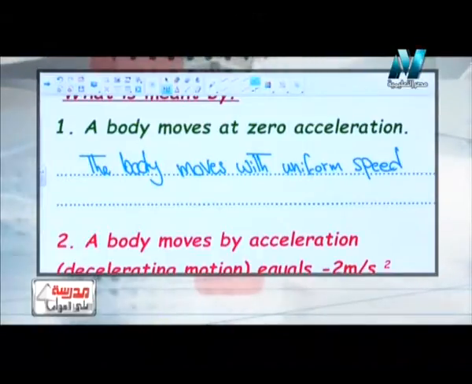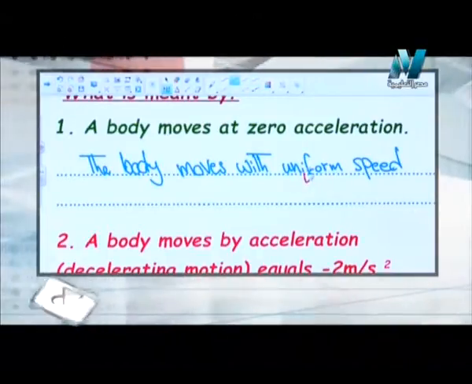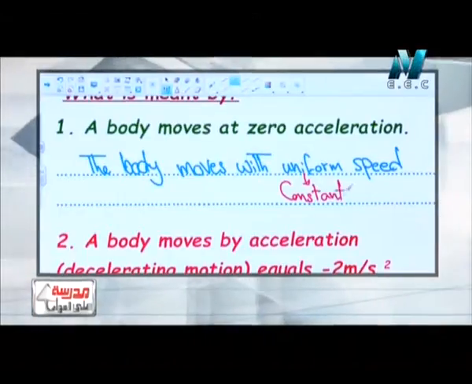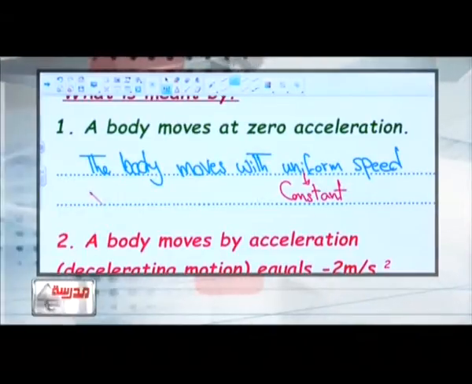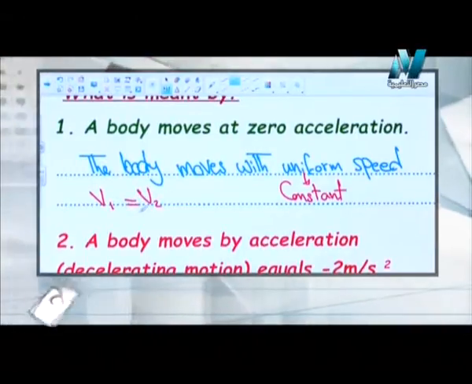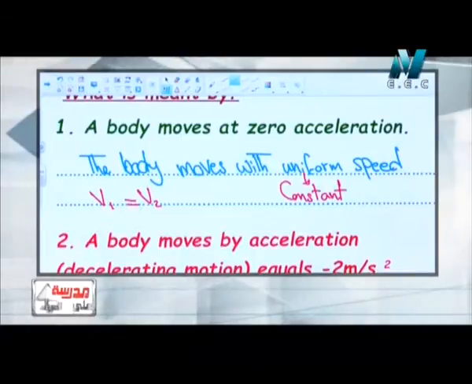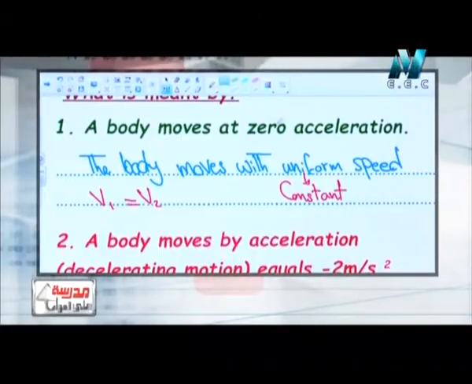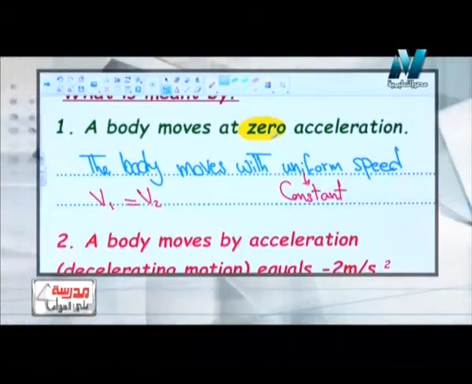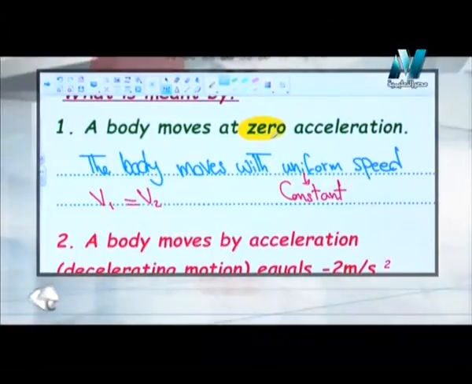What is meant by uniform speed? Constant speed, as V1 equals V2, or final speed equals initial speed. So acceleration here equals what? Equals 0. No acceleration. And we know acceleration is the change in the speed through time unit.